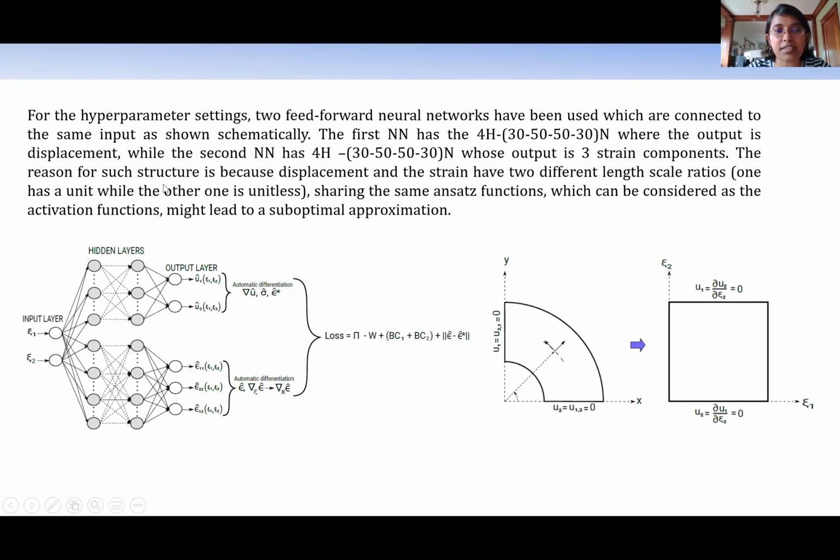The reason for such a structure is because the displacement and the strain have 2 different length scale ratios. Epsilon basically has no unit, whereas the other one has a unit. So this can be considered in the activation functions and might lead to suboptimal approximation.